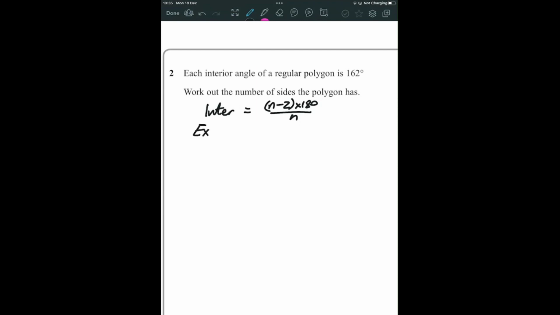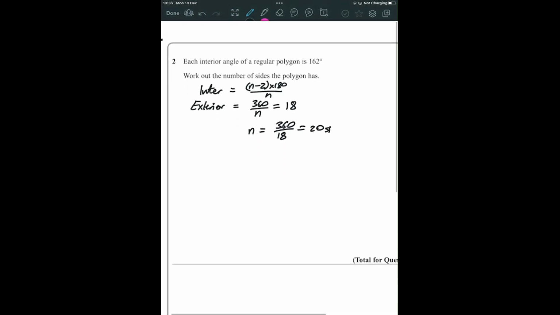So instead, let's use the exterior angle formula, which is 360 divided by n, which is a much simpler formula. And if the interior angle is 162, 180 minus that gives you the exterior. So n is 360 over 18. Now I think that's 20, but checking your calculator anyway, indeed gives you 20 sides.